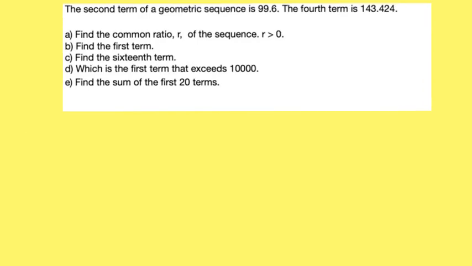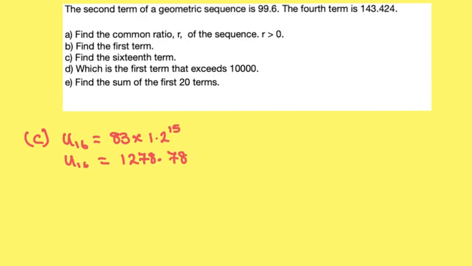Part C. Find the 16th term. So we want to find u16, which is equal to 83 times 6 over 5, which is 1.2, to the power of n minus 1. Well, n is 16, so that's to the power of 15. So u16, which you do on your calculator, comes to 1278.78.